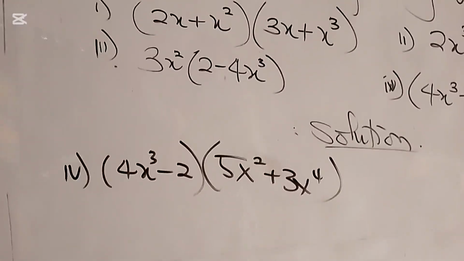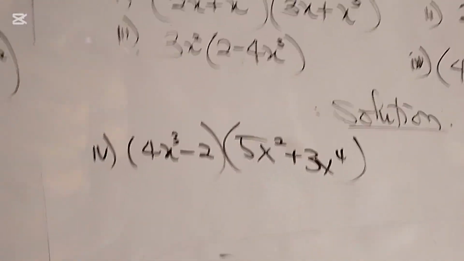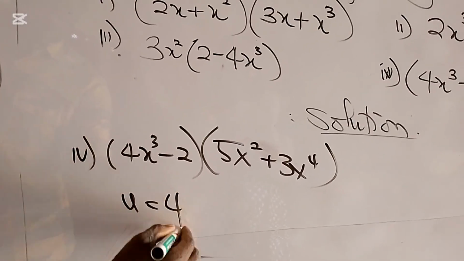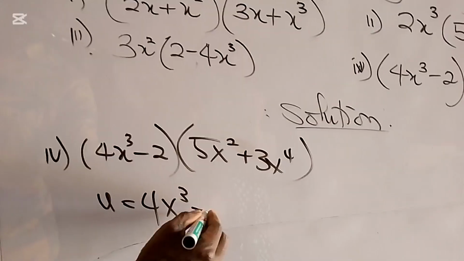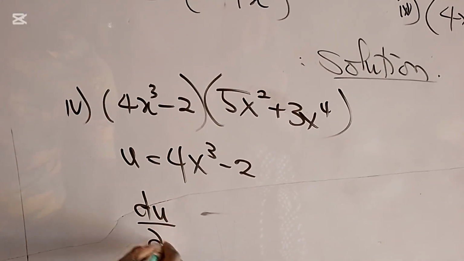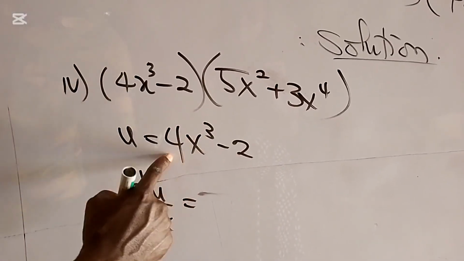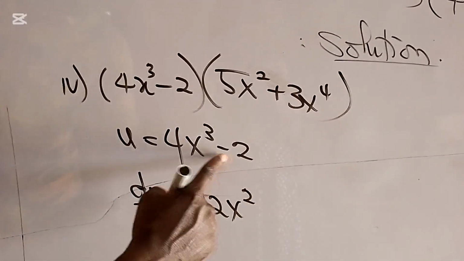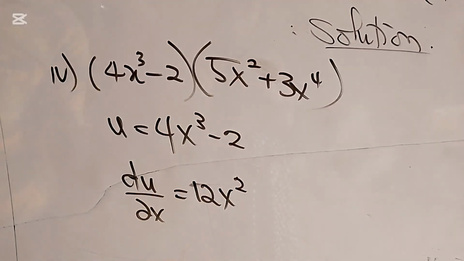Okay, so let's solve the 4th question. You already know that our u is the first bracket, which is 4x to the 3rd power minus 2. We differentiate du over dx, and this will give us 12x squared. The constant will give us 0, so we leave it.